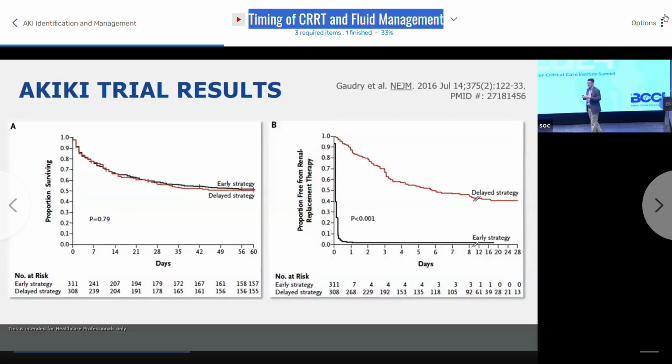And importantly, in the early approach, everybody got dialysis because no one had time to recover if you were starting within 6 hours. But in the delayed arm, only about 50% of the patients actually ended up requiring dialysis, which meant the other 50%, in waiting that extra time, largely got better, or some of them died.